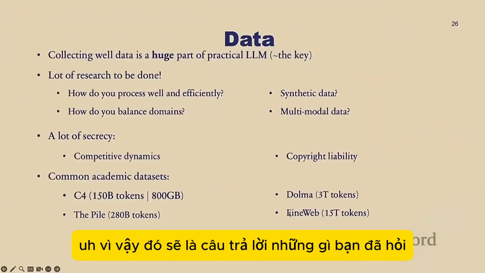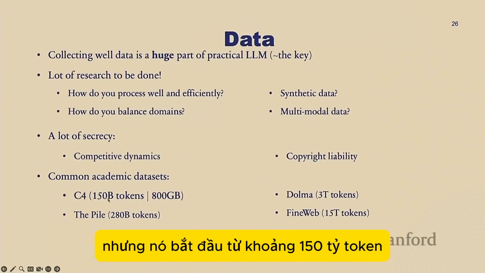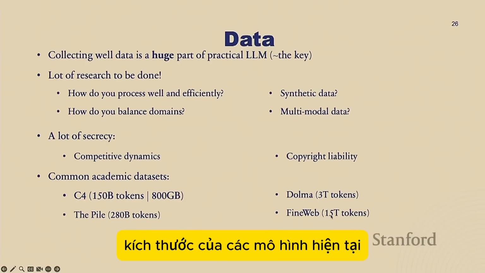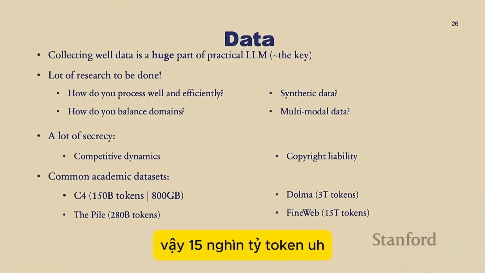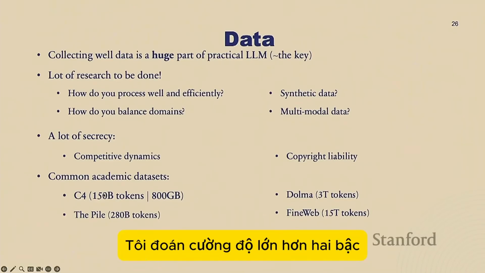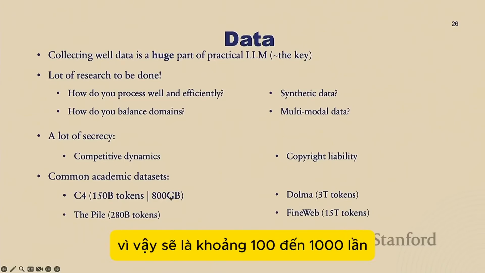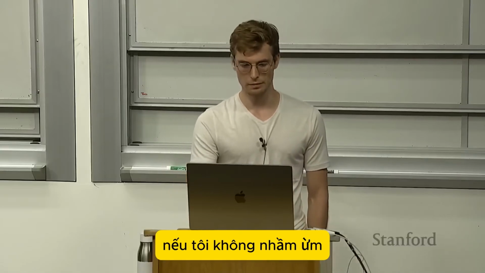So that will kind of answer what you asked. The names are not that important, but it started from around 150 billion tokens, which is around 800 gigabytes of data. And now it's around 15 trillion tokens, which is also the size of what the best models are probably trained on right now. So 15 trillion tokens is probably two orders of magnitude bigger than that, so around 80E3 gigabytes. That would be around 100 to 1,000 times filtering of the Common Crawl, if I'm not mistaken.